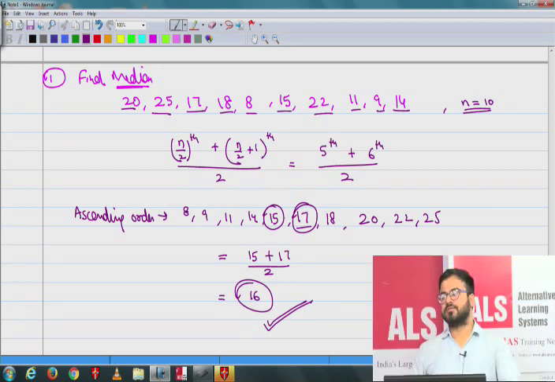Is this clear? And Sisipur, is this clear? You are getting 17. Okay.